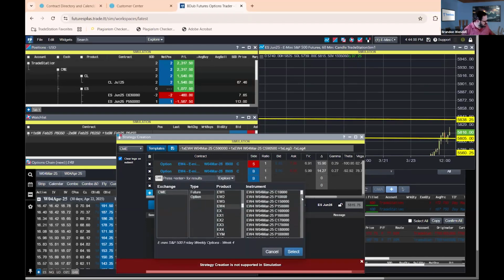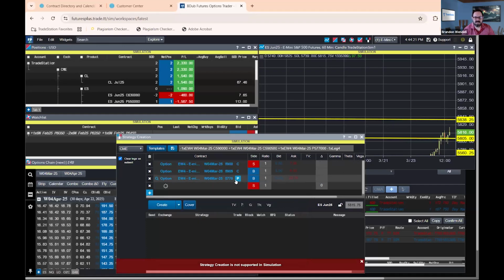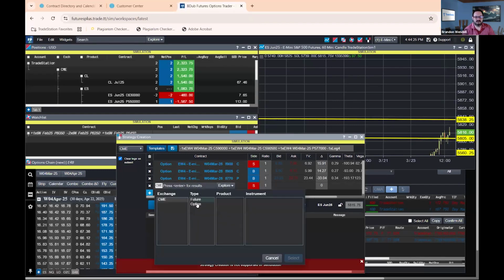Now on the downside, I want to sell the 5775. So I go to 5775. Actually, I'm on the buy one, so I'll do 5770. Put. Click on that and select. If you make a mistake, it's easy. You just click on the numbers. Watch. If I do this, I'll just pick one.